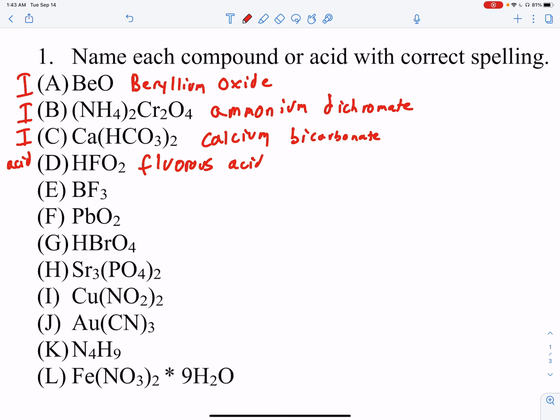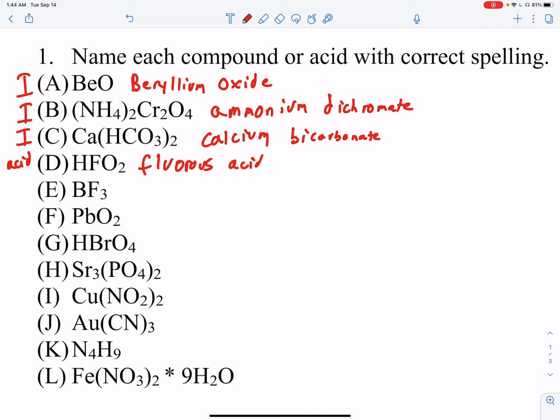So when there's three oxygen, say this was HFO3, you add an ic ending. So this would be fluoric acid if it was HFO3. And when it's four oxygen, you keep the ic, but you add a per in the beginning. So this would be perfluoric acid if it was HFO4. Like I said, I'll have a separate video on that if that's not still making sense.